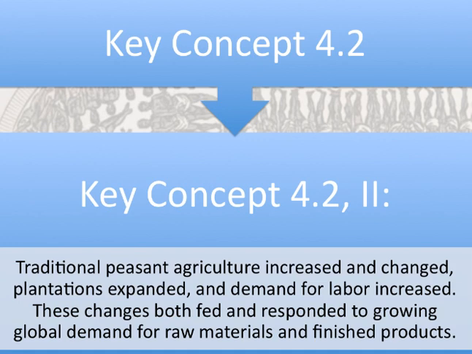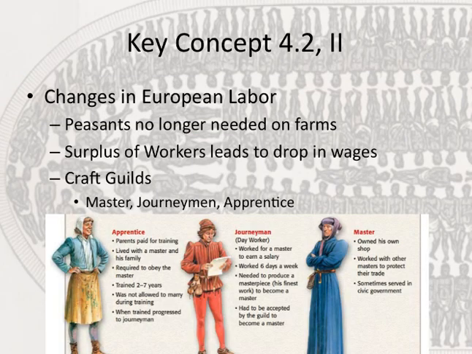Traditional peasant agriculture increased and changed, plantations expanded, and demand for labor increased. These changes both fed and responded to growing global demand for raw materials and finished products. So let's go ahead and start this discussion by reviewing a concept that we talked about in period 3, which was the changes in European labor during the Middle Ages.